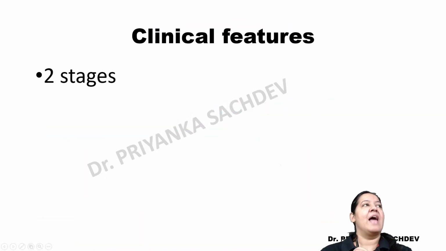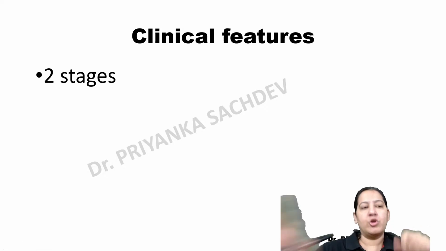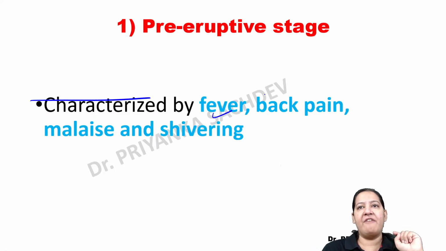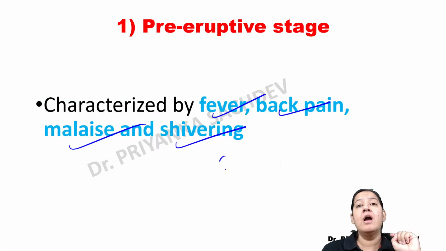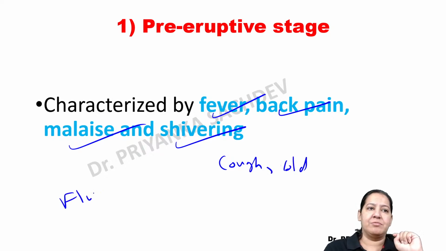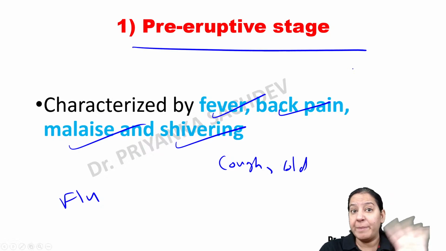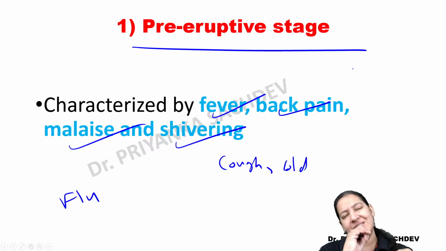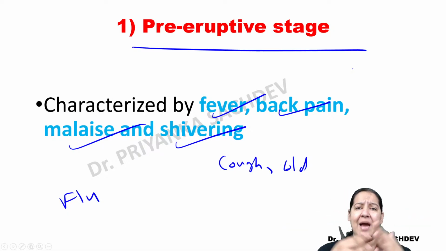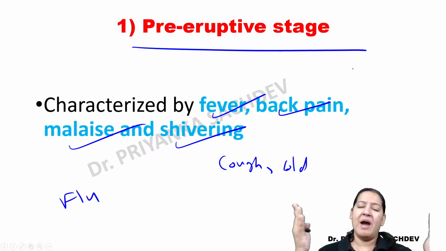Whenever any person has chickenpox, there are two stages. First, the person has fever, back pain, malaise, shivering, cough, cold. That is a flu-like symptom. This is the pre-eruptive stage. The eruption has not happened yet. The rash is not there. The person is having cough, cold, fever. I'm not feeling well. I'm having fever. I'm having headache. I'm having severe malaise.